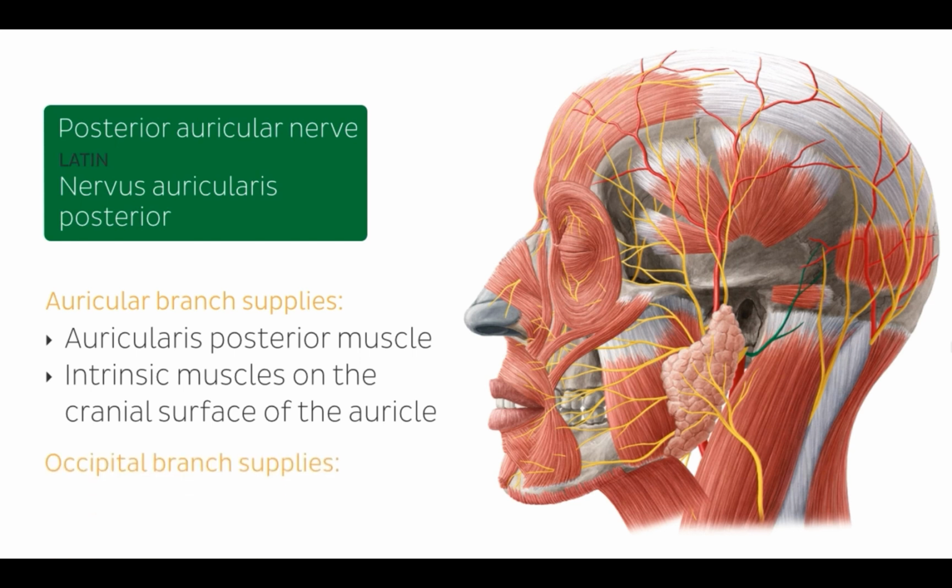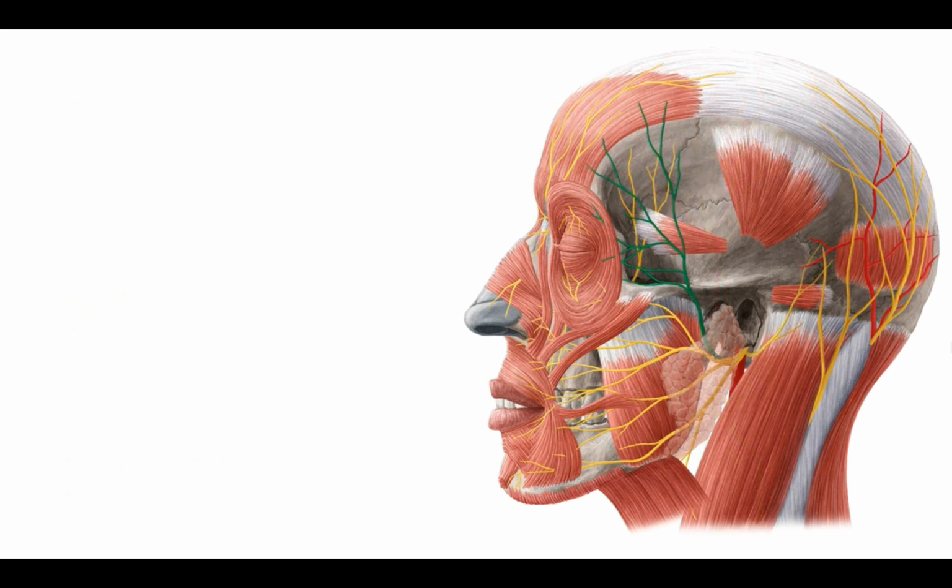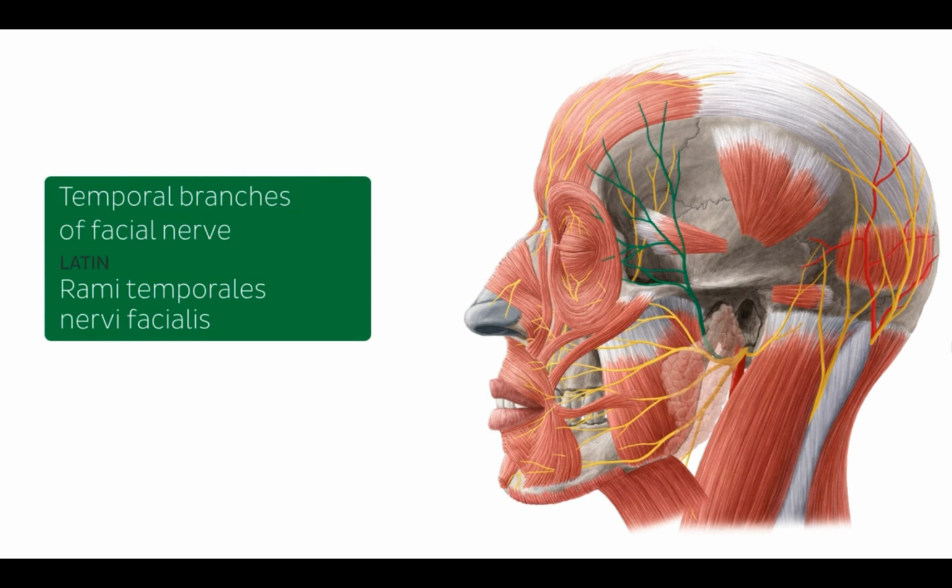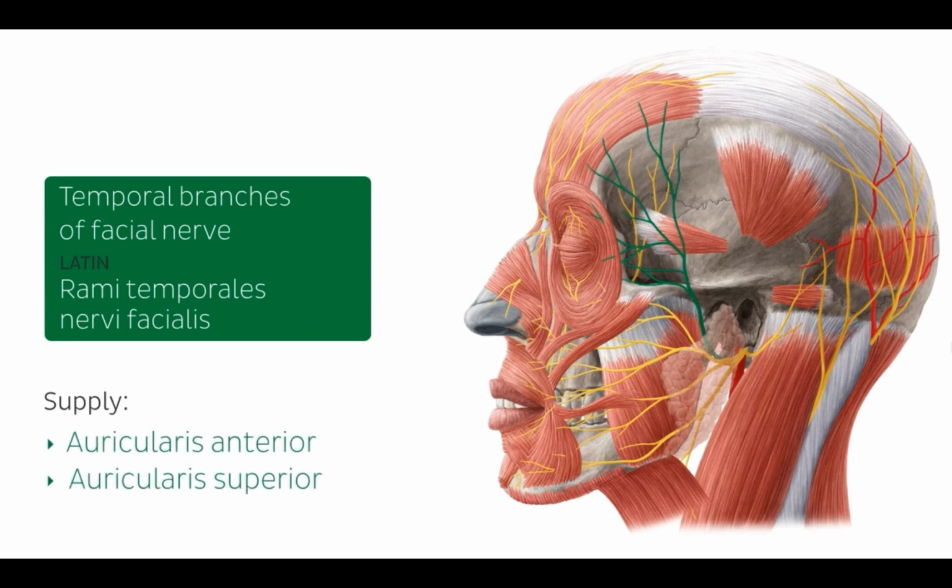The occipital branch, and keep in mind that this is larger than the auricular branch, will be innervating the occipitalis muscle. We're going to look at other branches of the facial nerve. Now, these are the temporal branches of the facial nerve. The temporal branches cross the zygomatic arch to the temporal region, and they will be supplying the auricularis anterior and auricularis superior muscles.